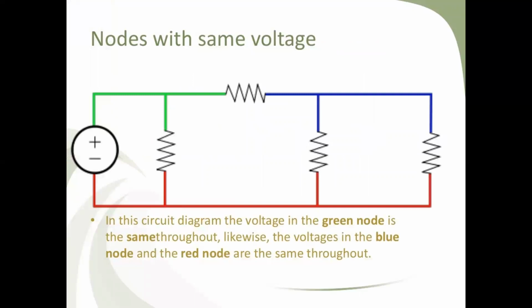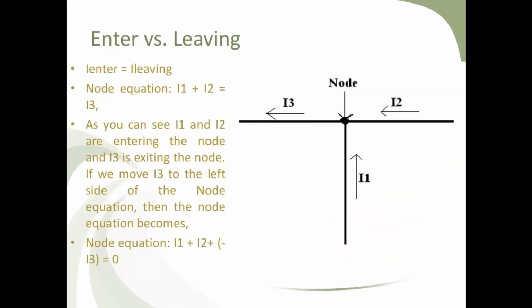Nodes with same voltage. In this circuit diagram, the voltage in the green node is same throughout. Likewise, the voltages in the blue and the red node are same throughout. Entering versus leaving current. Entering current is equal to leaving current.